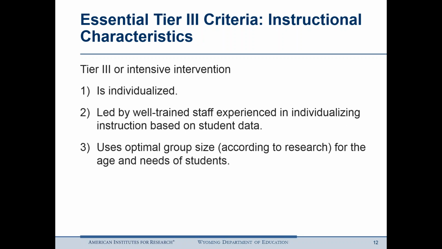The instructional characteristics of a Tier III intervention require that it is individualized. This is not the same as one-on-one, although it is typically delivered in small groups of 1 to 3 students. It is led by well-trained staff who have experience in individualizing instruction based on student data. Tier III interventions use optimal grouping size, which is based on the research and may be different depending on student age or the needs of that student.